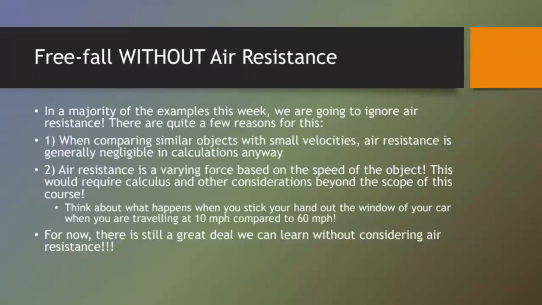The other reason is that air resistance varies based on your speed. You can test this by sticking your hand out the window when you're driving down the road. Don't do this in any kind of dangerous way. If you're going about 10 miles per hour, the wind will blow in your hand. If you're going about 60 or 70 miles per hour, it'll blow your hand backwards, and it's kind of hard to get it to move forward. It's a good way of demonstrating that air resistance varies based on how fast you're going.